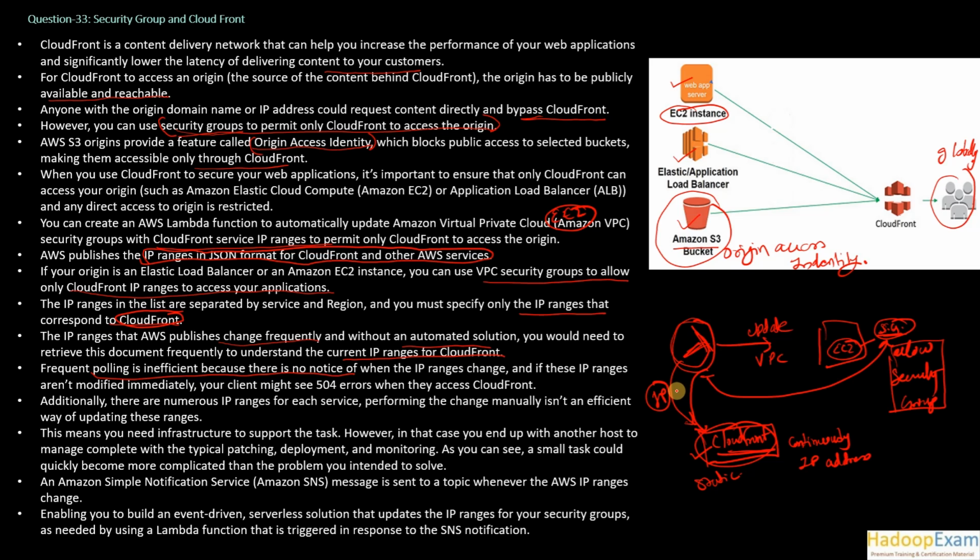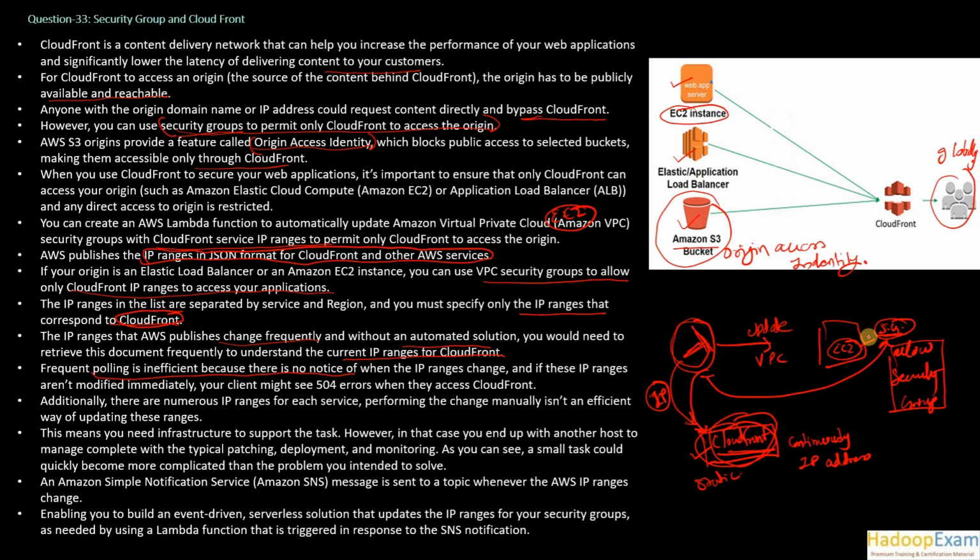If these IP ranges are not modified immediately, your clients might see 504 errors when accessing CloudFront, correct? That is also a very important thing. You update it, and suddenly these IP addresses are not yet applied to CloudFront. It means when somebody tries to access your content with the wrong IP, they would get a 504 error, basically not access.